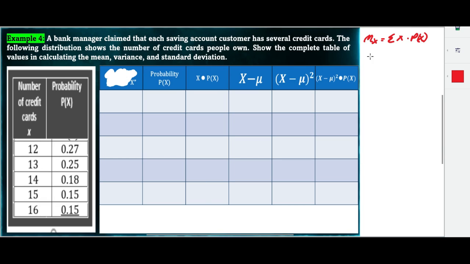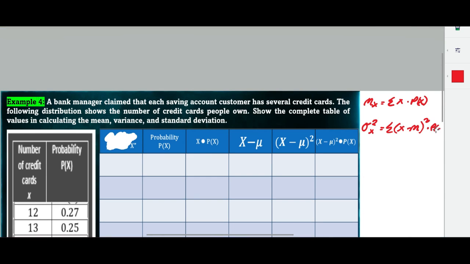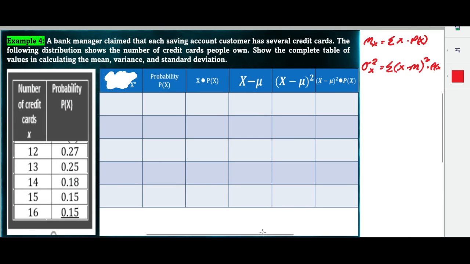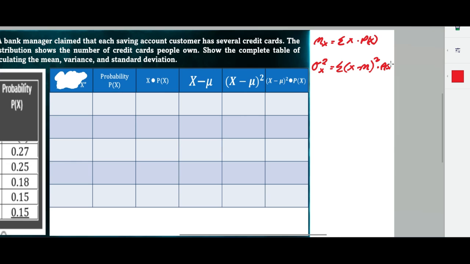And for the variance, this is the formula. We have sigma squared is equal to summation of x, quantity x minus the mean value squared times the p of x or ating variable.